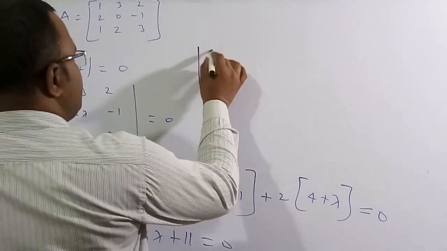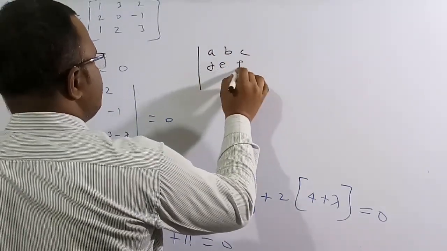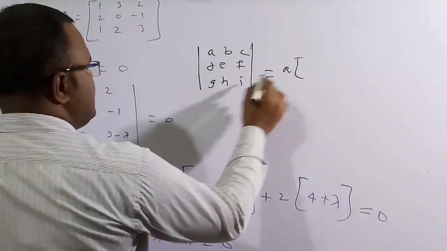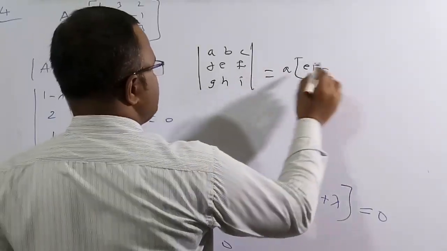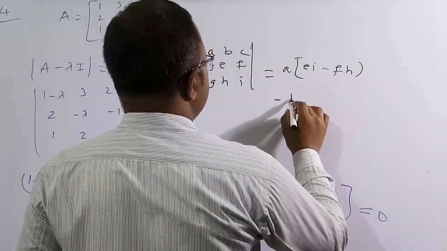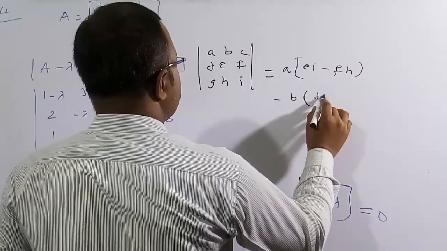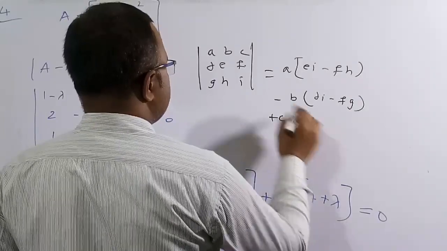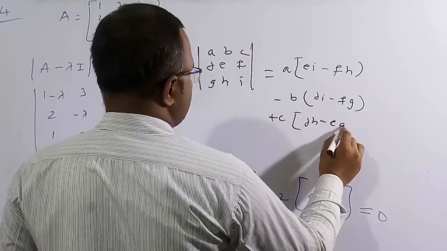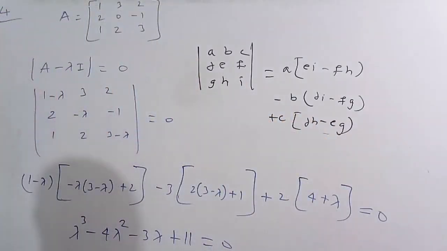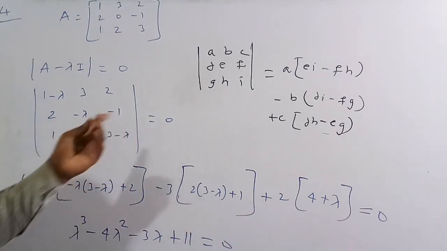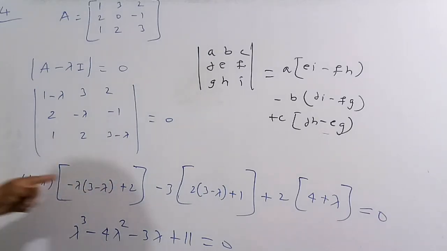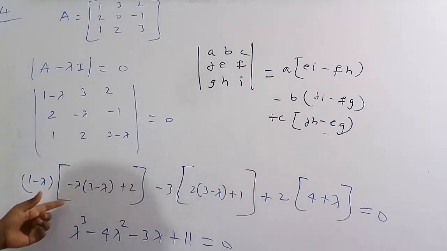For the determinant of the matrix A, B, C, D, E, F, G, H, I, the determinant is equal to A into (EI minus FH), then minus B into (DI minus FG), and similarly plus C into (DH minus EG). By using this formula we made this equation, with all these terms made by using that same formula. We have made this equal to 0.